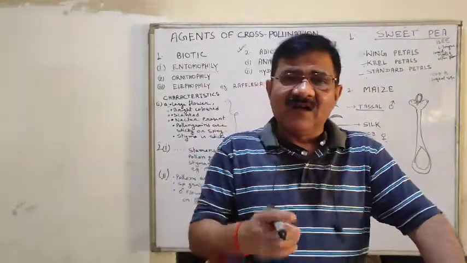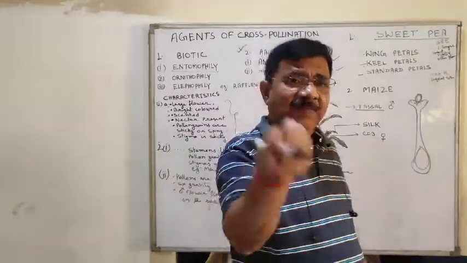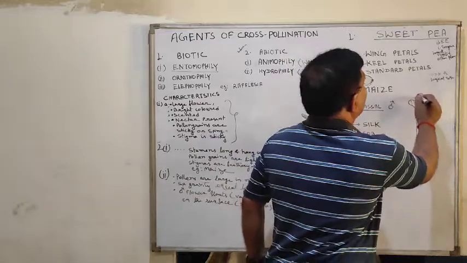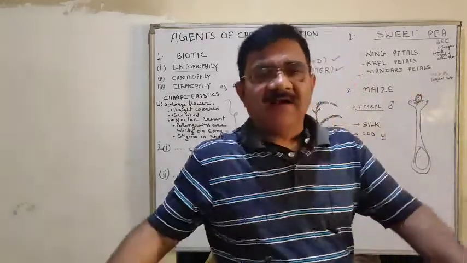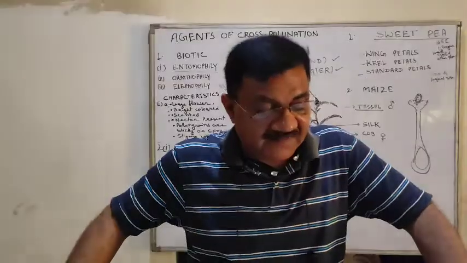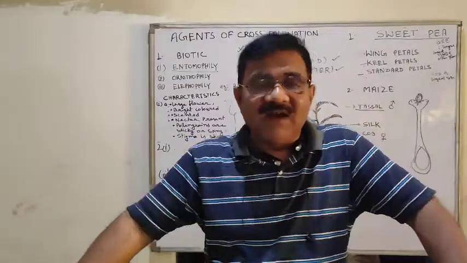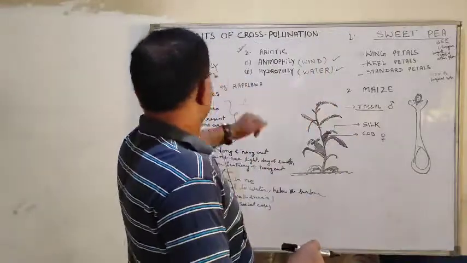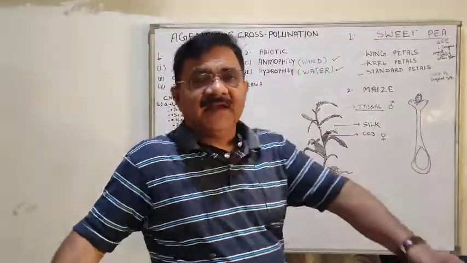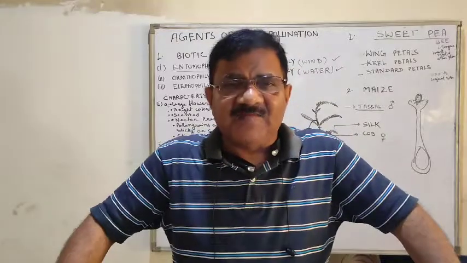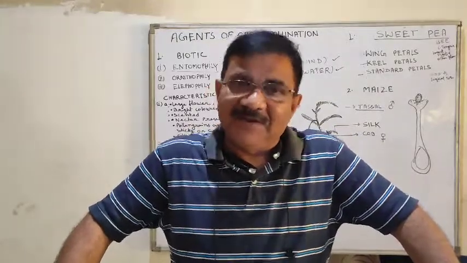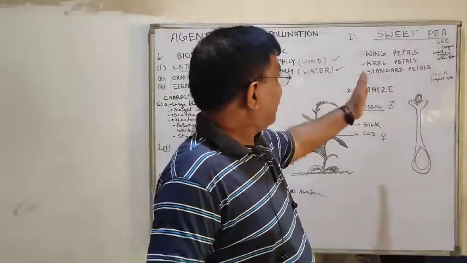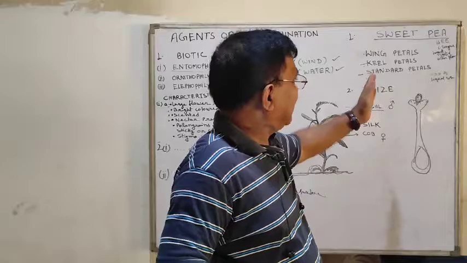That pollen grain may fall on the stigma of the sweet pea and pollination may take place. So dear children, one example of an entomophilous flower is the sweet pea, and in sweet pea pollination takes place with the help of bees, and three types of petals are there: wing petal, keel petal, standard petal.